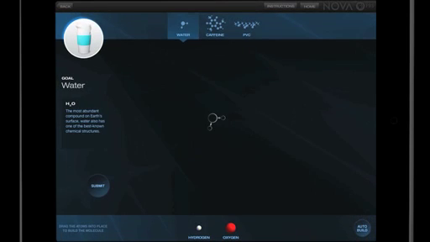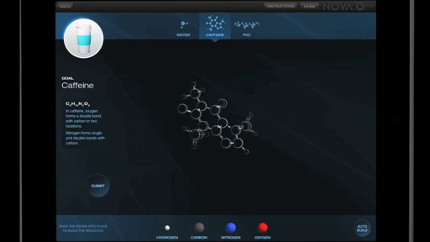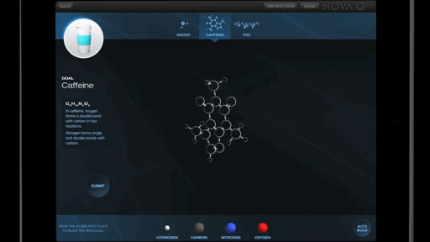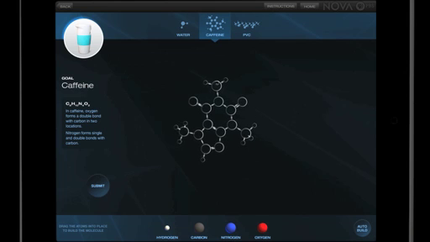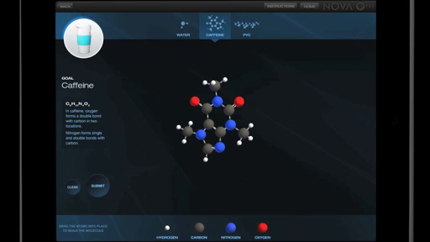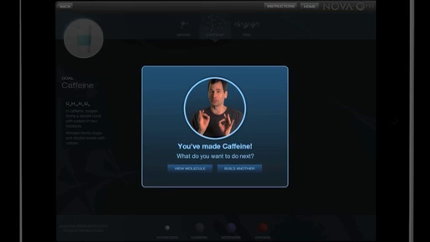This is the molecular sandbox, where you can use atoms to build molecules. But first, you have to build the component atoms. Nice job!